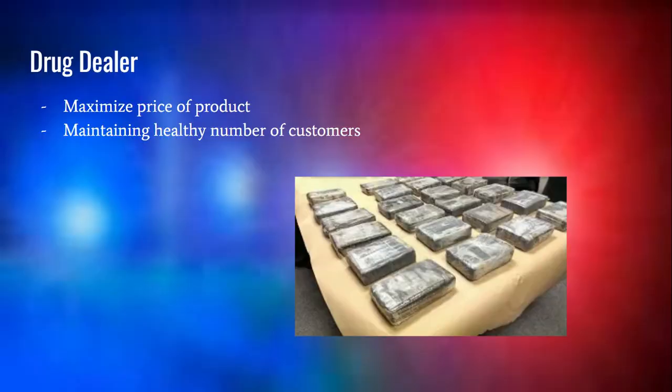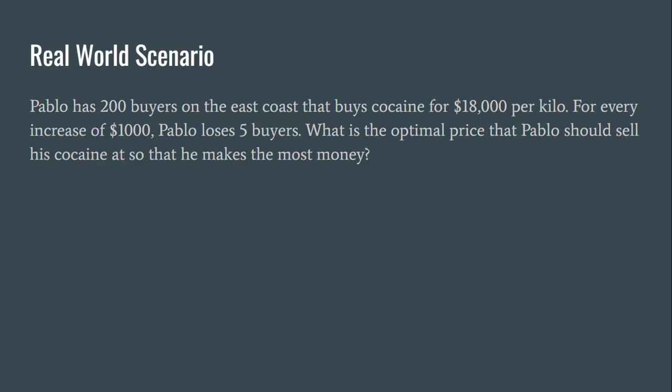A drug dealer could utilize optimization since the drug dealer would need to find the maximum price that he could sell his product at while maintaining a healthy number of customers. Here is a real world scenario of optimization being in use. Pablo has 200 buyers on the East Coast that buy cocaine for $18,000 per kilo. For every increase of $1,000, Pablo loses 5 buyers. What is the optimal price that Pablo should sell his cocaine at so that he makes the most money?